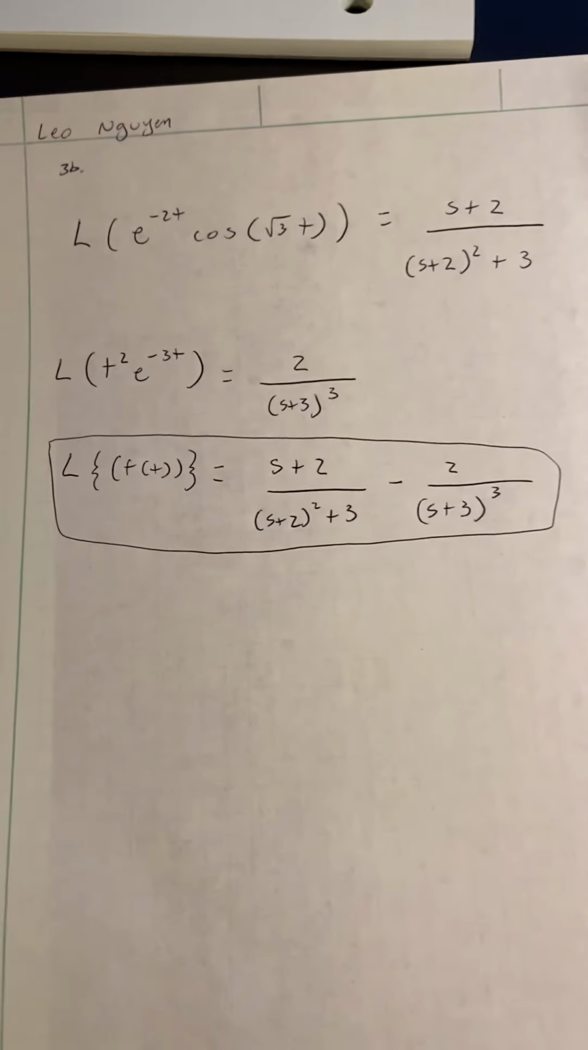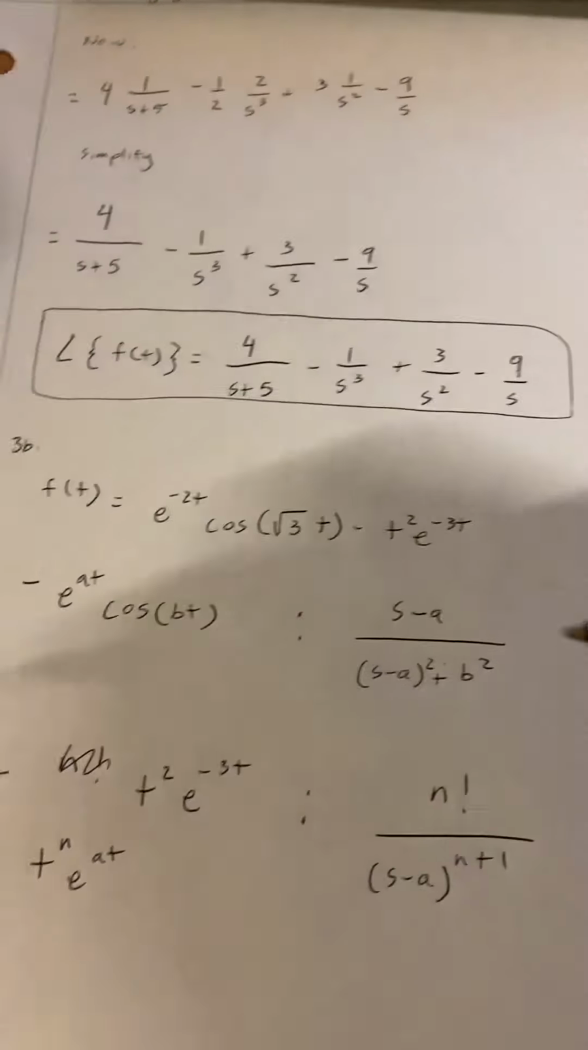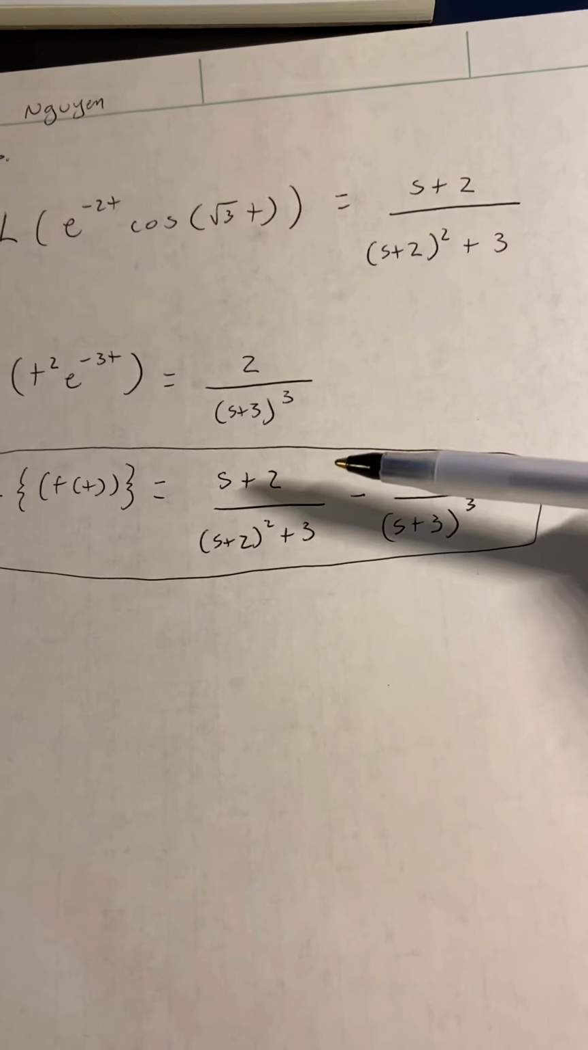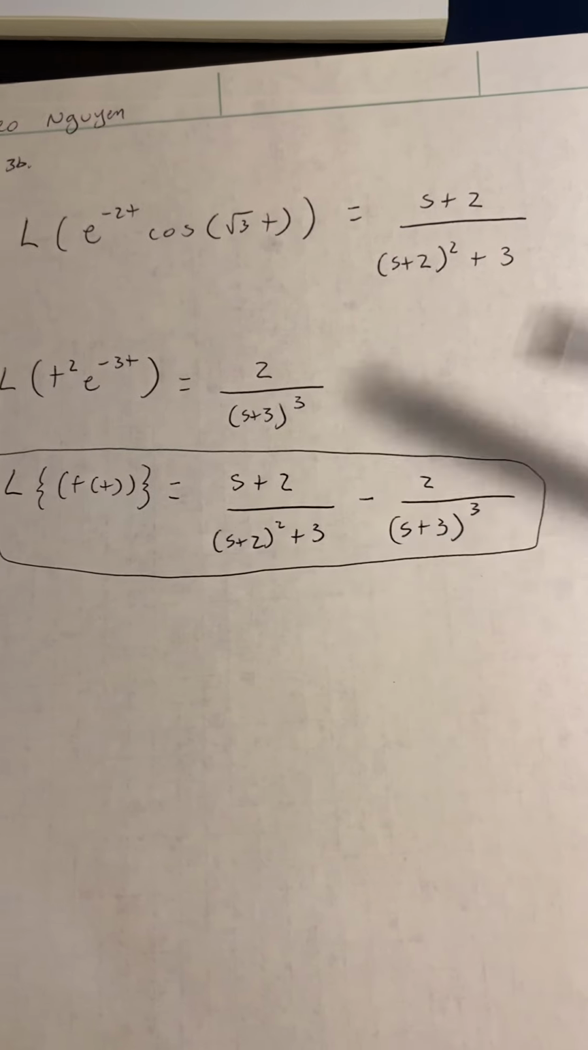Now, the final thing is just putting it all together. Remember, it's given that there's a negative here, so this would be minus each other. So we're just putting 1 and 2 together as your final answer.